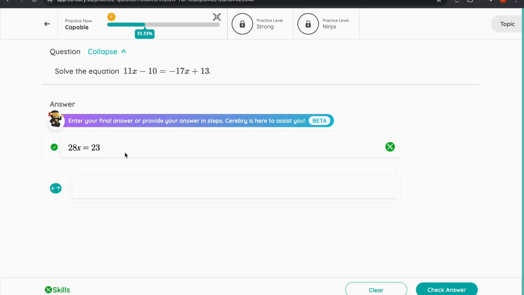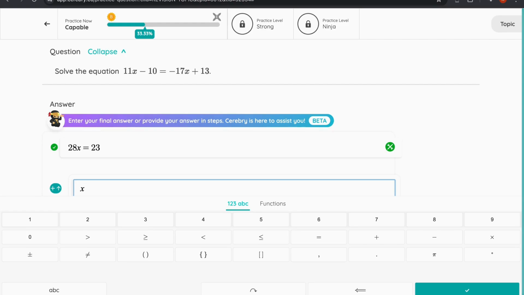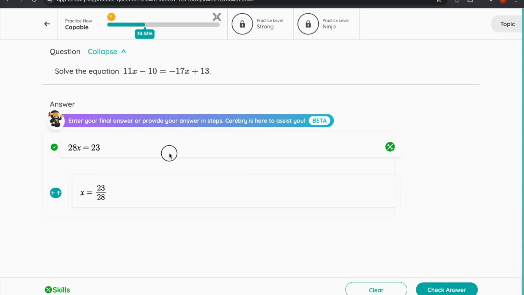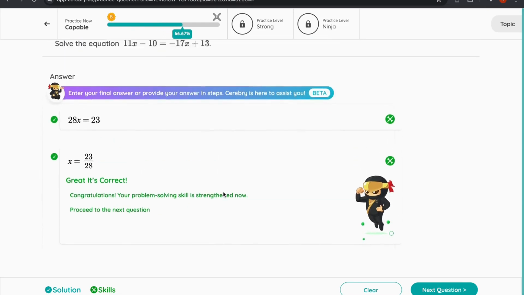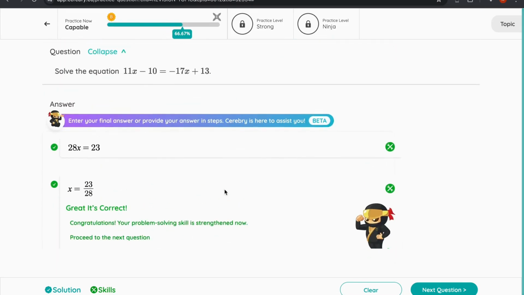This step is marked correctly. Hence, although this is not providing the final answer, now the system wants the student to input the final answer. Now this question has been solved in steps.